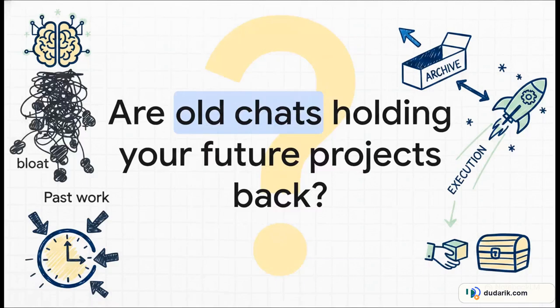Which leaves us with this final, kind of provocative thought. You rely on AI tools to accelerate your workflow, right? But if you don't actively manage your local state, the sheer weight of your past work is quite literally going to slow down your current execution. So, are your old bloated chats holding your future projects back? By adopting this handoff-first, archive-driven approach with keep-codex-fast, you can ensure your environment stays just as sharp and responsive as the day you first installed it.